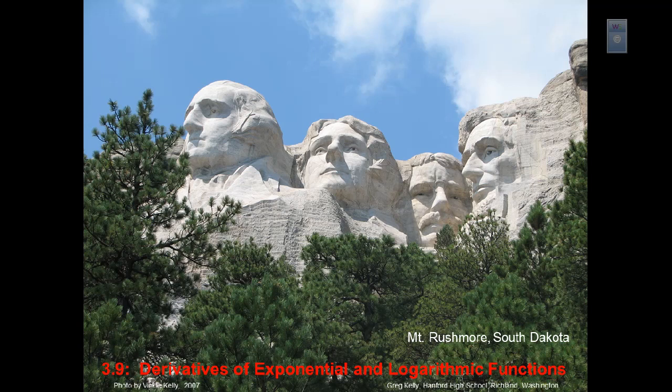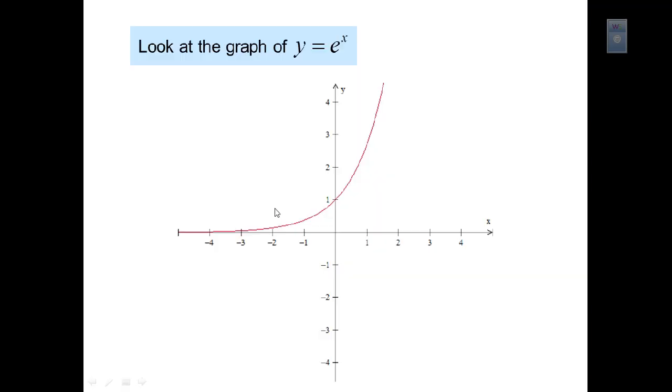All right, so looking at 3.9, the last section of chapter 3, dealing with rules for derivatives, we're looking at the derivatives of exponential and logarithmic functions. First thing, let's look at the graph of y equals e to the x. Now, the slope at x equals 0 appears to be 1. We go up 1 and over 1 to here, and we go down 1 and over 1 to here. So it looks like that slope looks to be 1 right there at x equals 0.